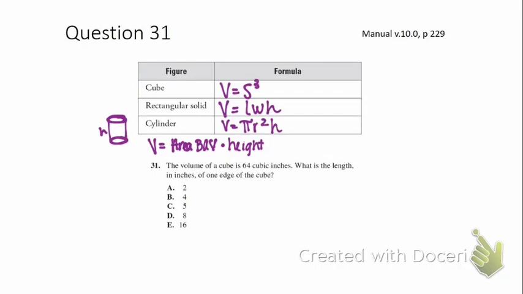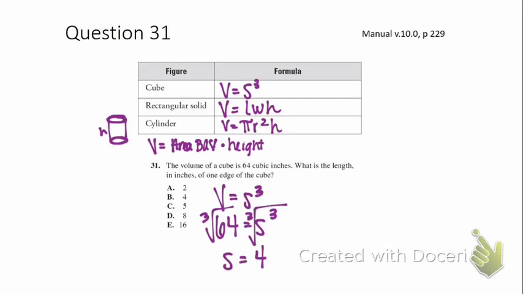So here's our problem. The volume of a cube is 64 cubic inches. What is the length in inches of one side of the cube? They tell us it's a cube, so I know the volume is s cubed. So 64 is equal to s cubed. I can take the cube root on both sides to get rid of that. That leaves me with s equals 4.